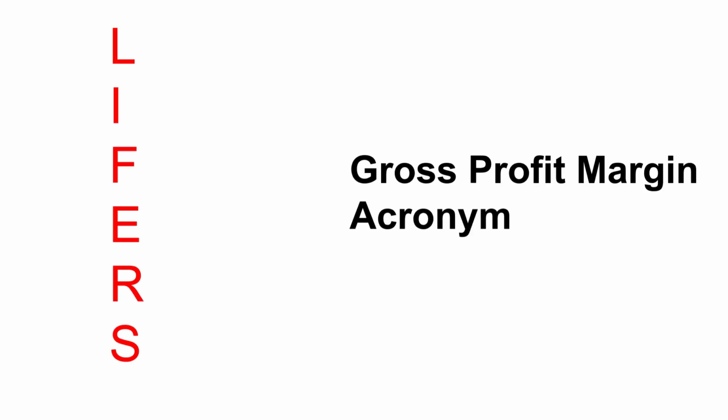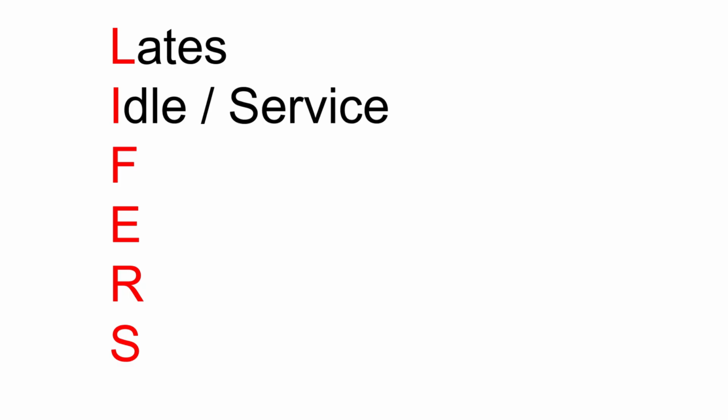In order to maximize our gross profit, we are going to focus on 6 key areas. To help us remember these 6 items, we use a simple acronym, LIFERS. The L in LIFERS stands for lates. The amount of past due customers affects the amount of gross profit that we're going to bring in. More past due customers will mean less gross profit, and fewer past due customers will mean more gross profit.